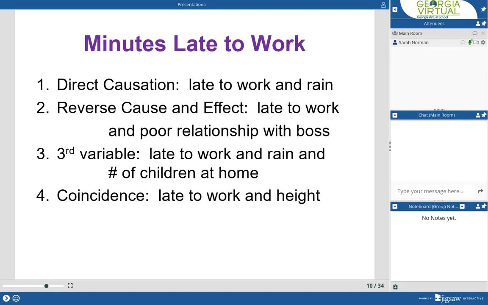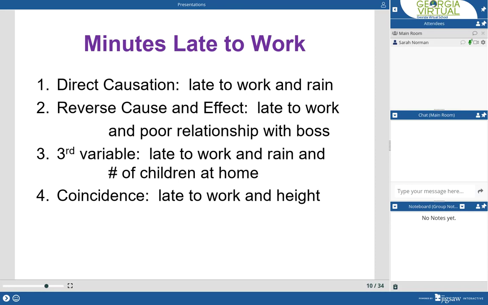So minutes late to work. The direct cause could be late to work and rain. So rain, say the number of inches of rain on the morning commute, directly affects the number of minutes a person is late to work. Or the reverse cause and effect, late to work and poor relationship with the boss. So that could also be a reverse cause and effect.